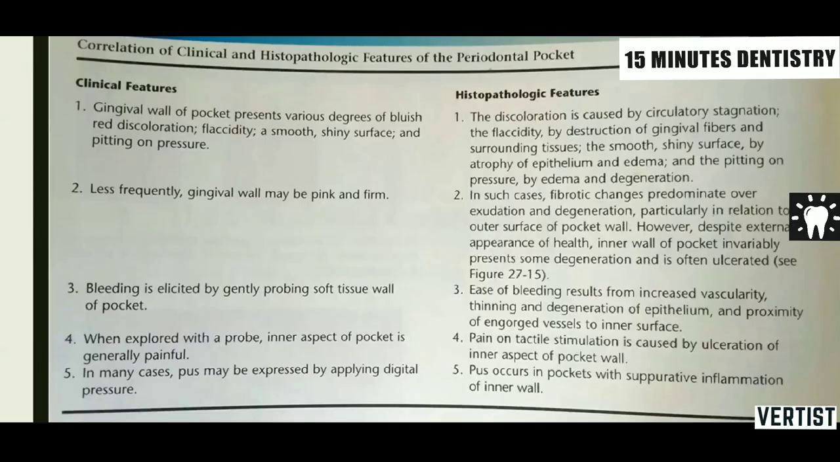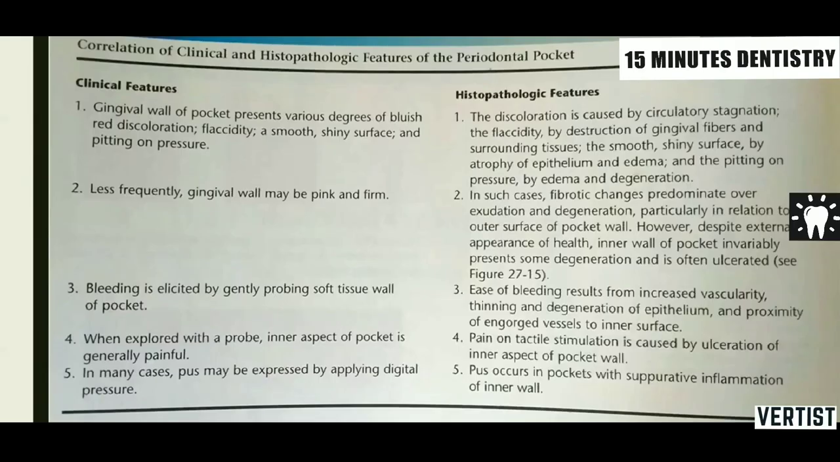So careful probing is very important, whether it is a pink and firm gingiva or an edematous and inflamed gingiva. Then bleeding is elicited by gently probing soft tissue. Now why is bleeding elicited? Because we have seen the epithelium is thin, necrosed, and sometimes ulcerated, and there is an increased vascularity. So this is a mechanism of our body. If there is inflammation, there is increased vascularity.